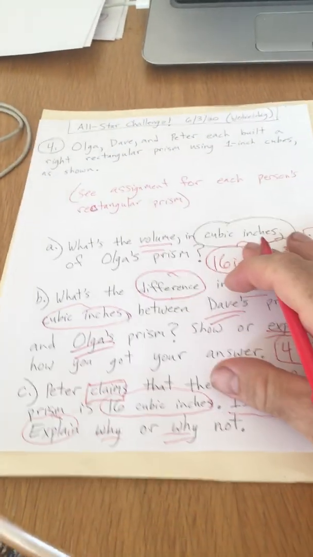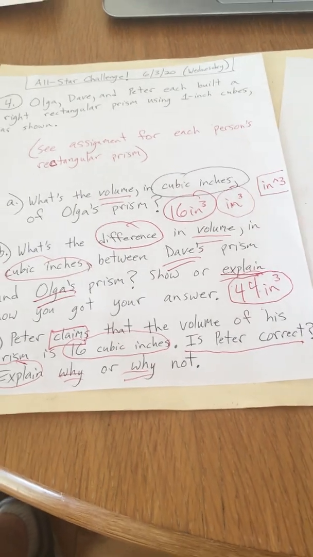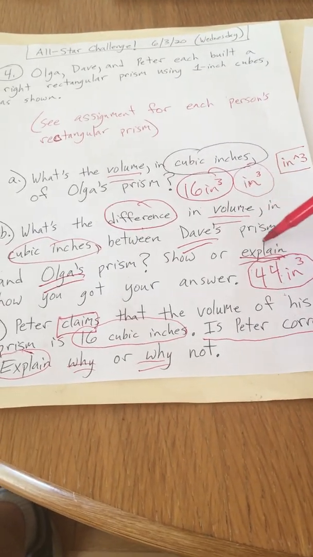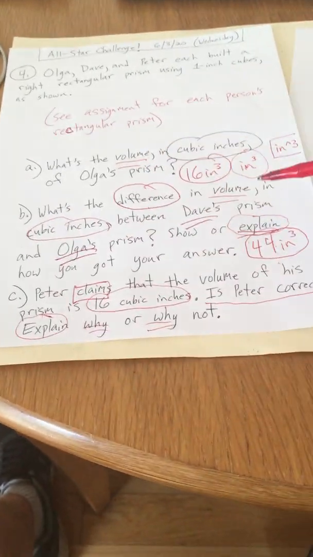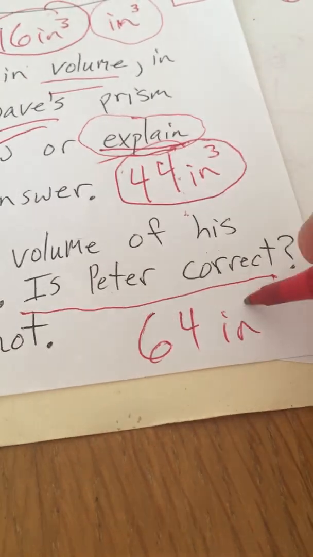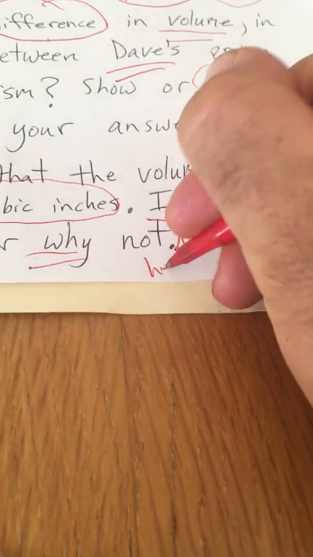All right, so those are the answers for these problems. A was 16 cubic inches. B was 44 cubic inches, but you need to make sure you explain or show clearly how you got that answer. And C is 64 cubic inches. And it says, is he correct? No, he's not correct.